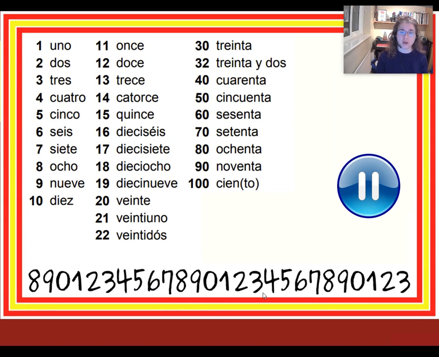Finally, we've got the number 100. Remember, 100 by itself is cien, but as soon as it's 100 and something, 101 through to 199, then it has to be ciento. So what I would like you to do is to pause the video and make yourself any notes that you need to for these numbers to help you to remember them. That might mean writing the words down, having a little practice saying them to yourself. When you've done that, press play and we'll carry on.